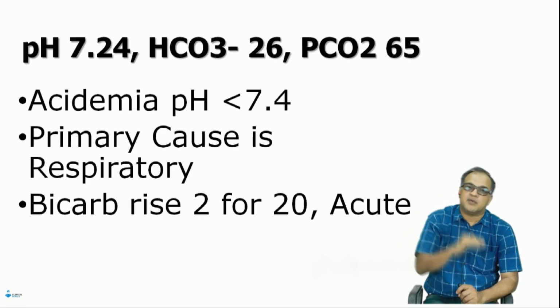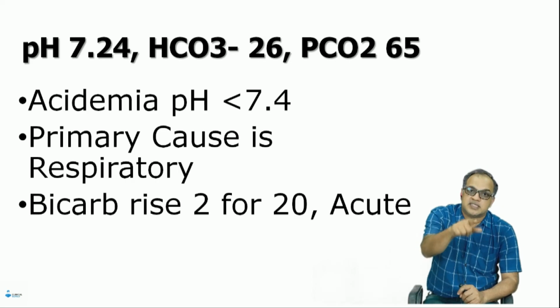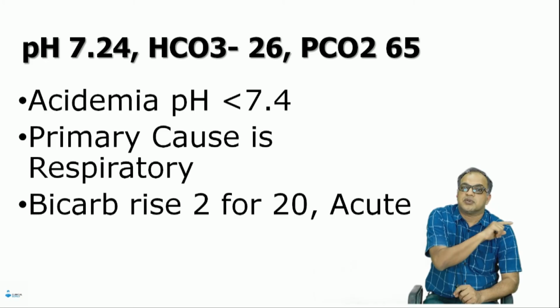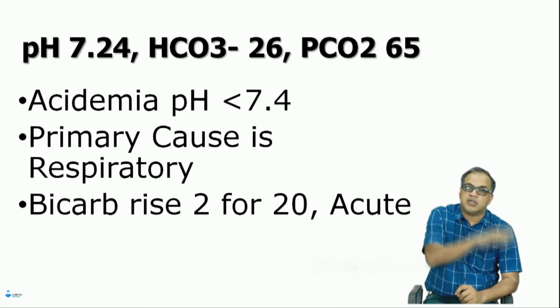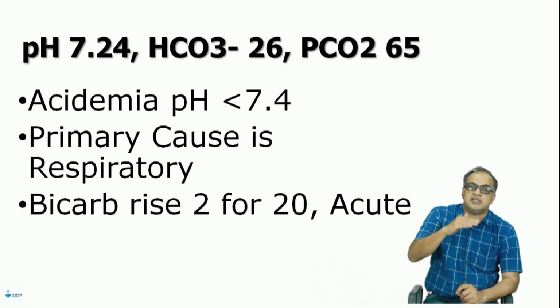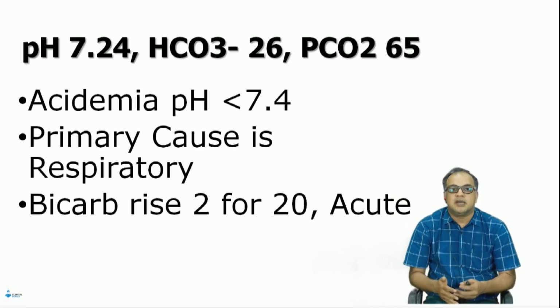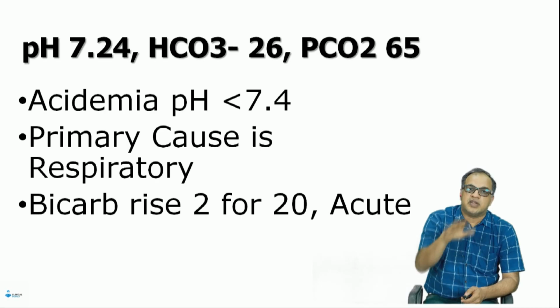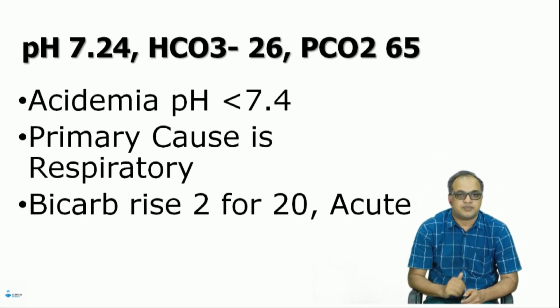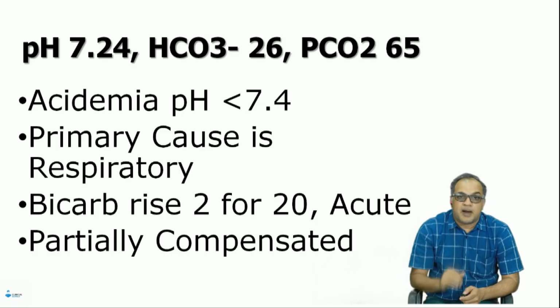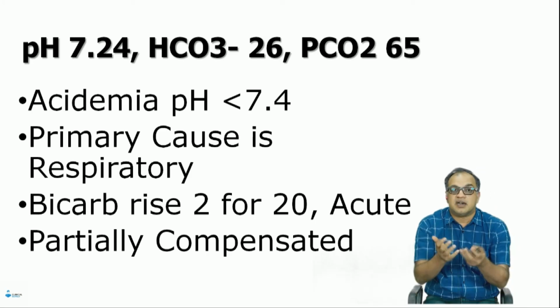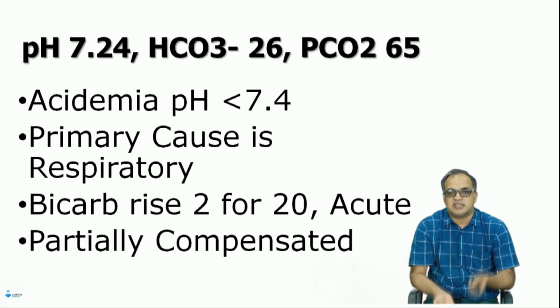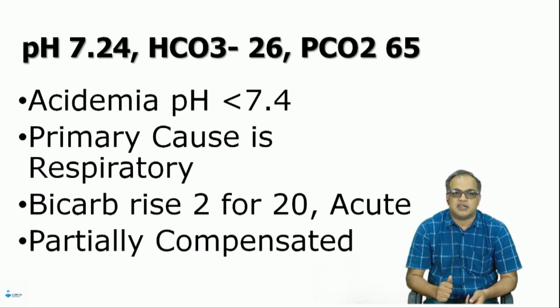PCO2 went 40 to 60, bicarbonate went 24 to 26, so this is an acute change. If it were chronic, what would happen? In chronic, it would increase by 4. If PCO2 went 40 to 50, bicarbonate would go 24 to 28, and if PCO2 went 40 to 60, bicarbonate would go 24 to 32. So this is more of an acute picture. If it was chronic, then bicarbonate would have been around 32, right? It is partially compensated. Why? Because there is still a lot of acidosis and the changes have just begun. This is an acute respiratory acidosis. Obviously, it is a child with status asthmaticus, and it is partially compensated.